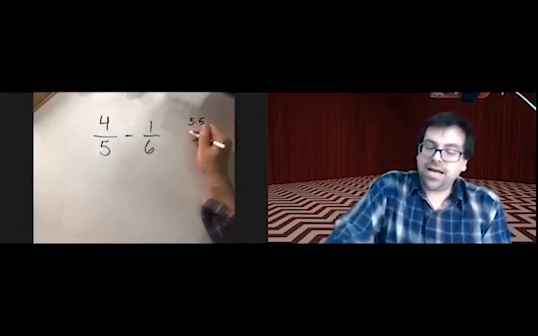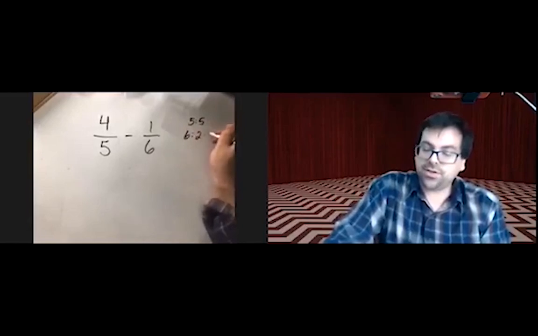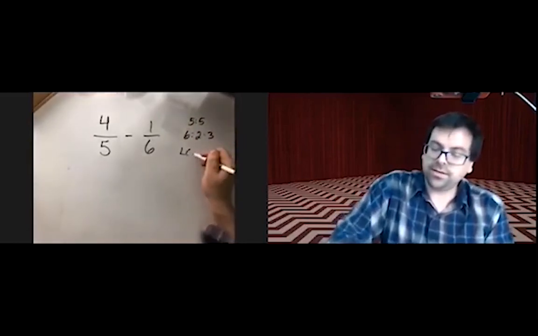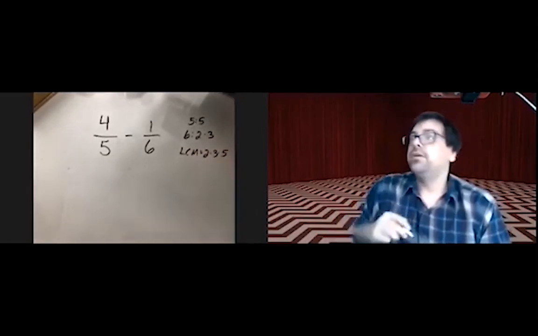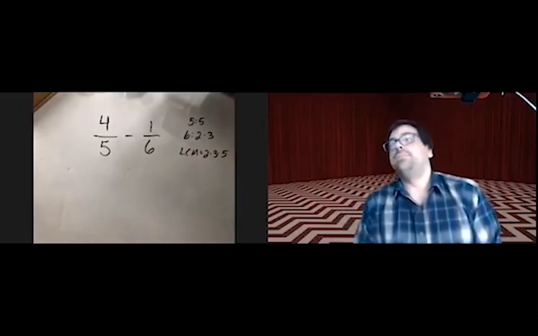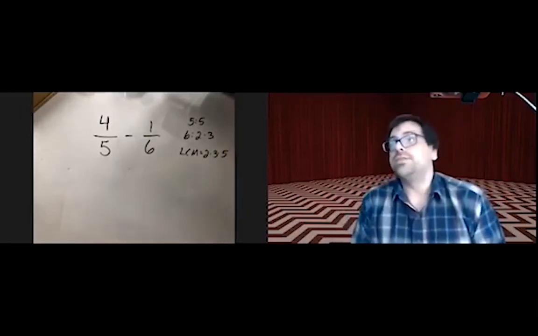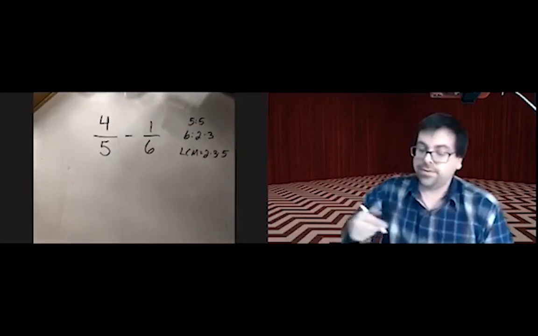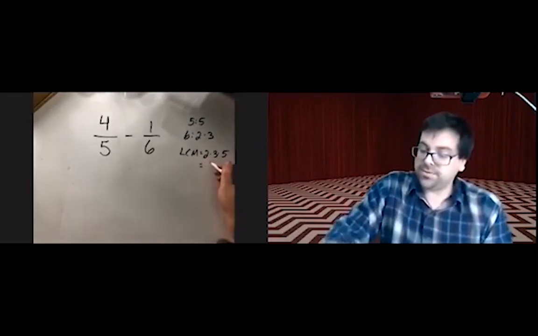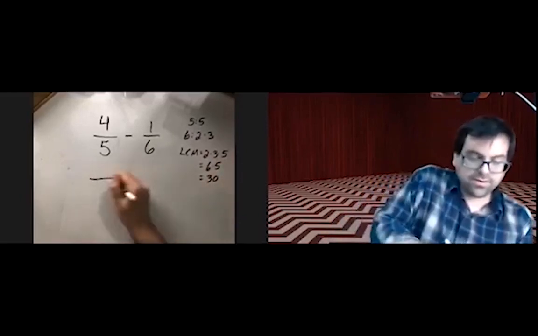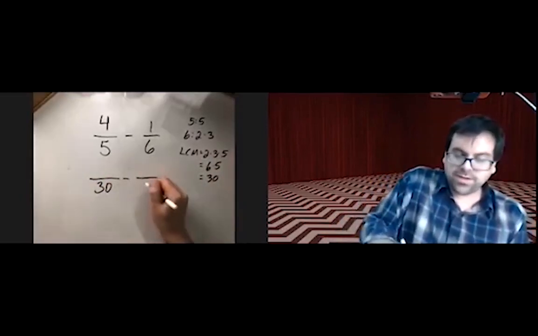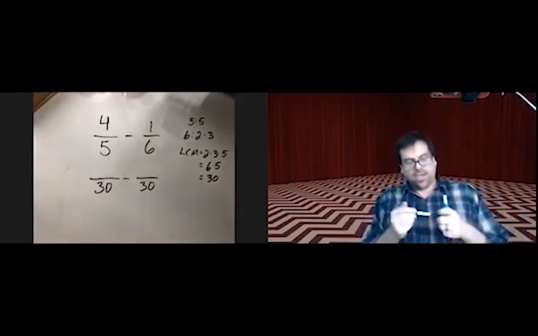Five is just 5. 6 is 2 times 3. The least common multiple of these numbers would be all the bases we have, 2 times 3 times 5, raised to the highest powers we have. That's just the first. 2 times 3 is 6, times 5 is 30. These need to be rewritten as fractions over 30. How do we get there?